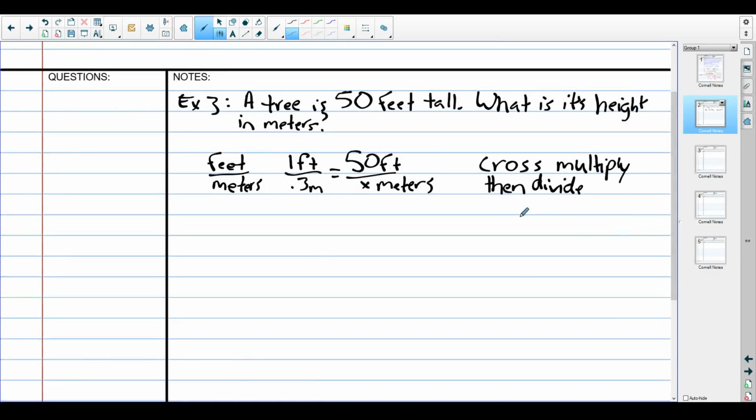Everyone, when you send out your streaks today, you should leave a note that says cross multiply, then divide. Okay? It's like your extra credit. Show me tomorrow.